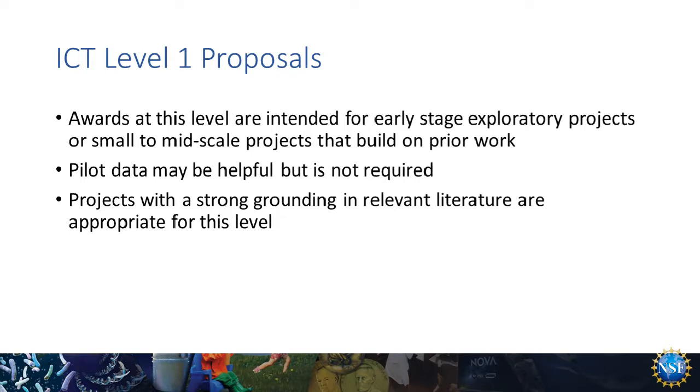As Ellen mentioned, we're focusing in on level 1 proposals, and as you'll see shortly, capacity building proposals for the institutional and community transformation, or ICT track. Awards at this level are intended for early stage exploratory projects or small to mid-scale projects that can build upon prior work. Pilot data may be helpful, but is not required. Projects with strong grounding in relevant literature are appropriate for this level.